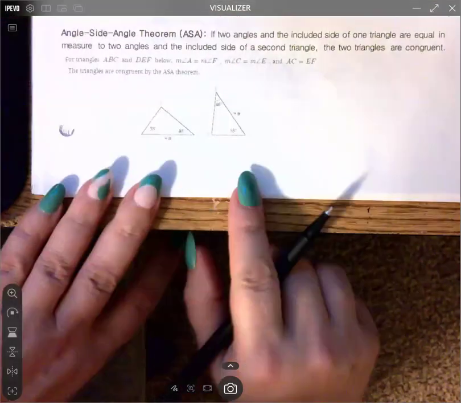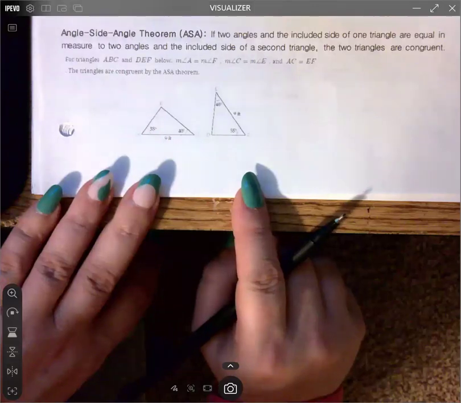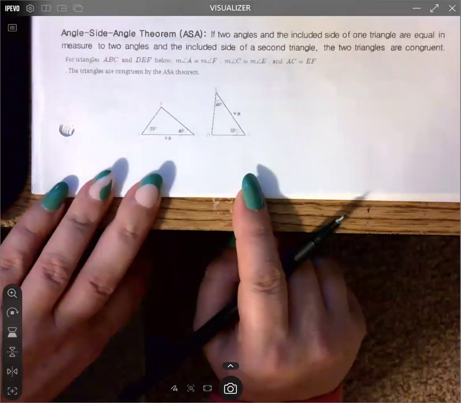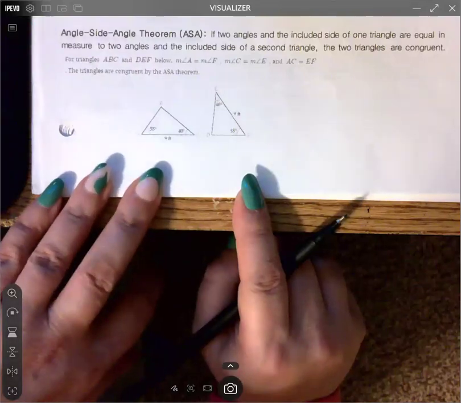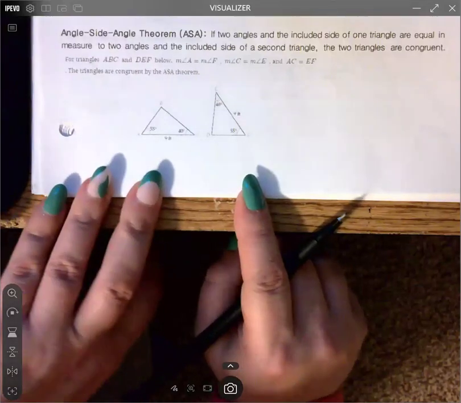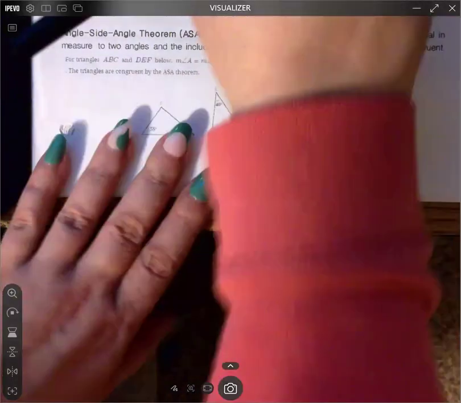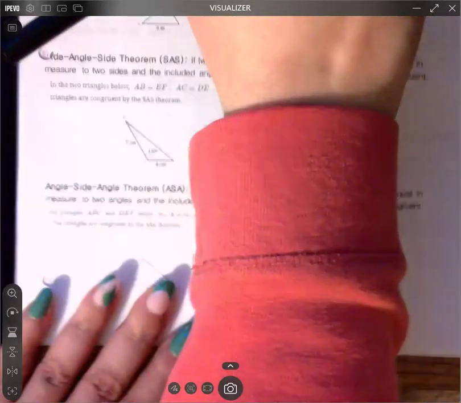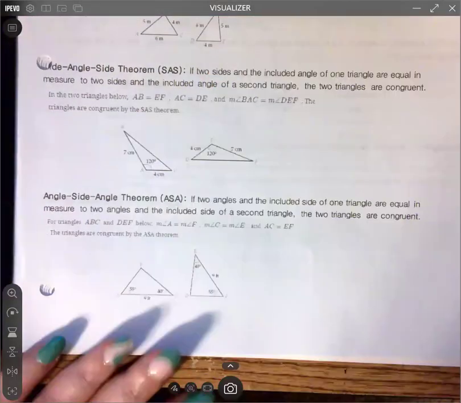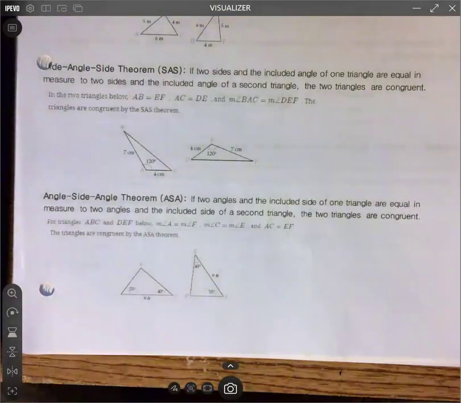Or angle side angle. If 2 angles and the included side of one triangle are equal to the measure of 2 angles and the included side of a second triangle, then the 2 triangles are congruent. I want to talk specifically about the last 2. Side side side is pretty black and white. If all 3 sides are the same, the 2 triangles are congruent.